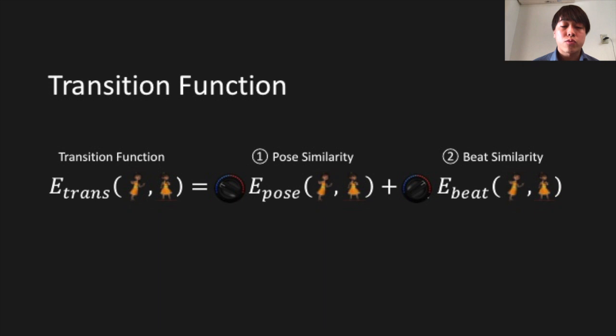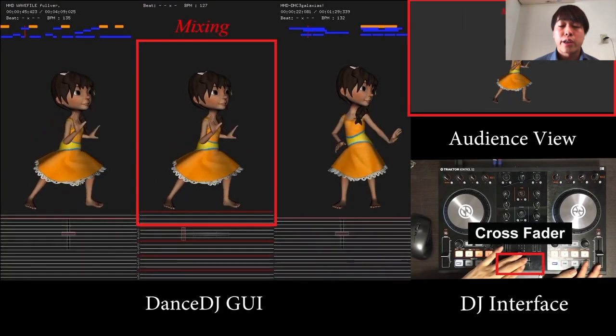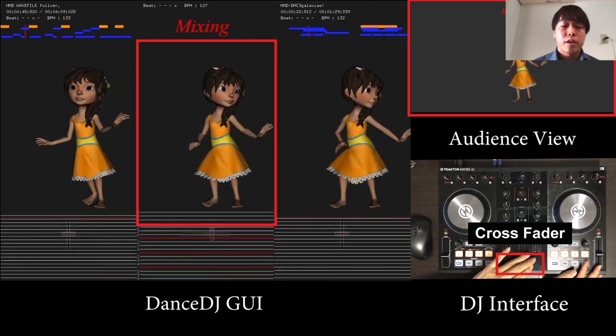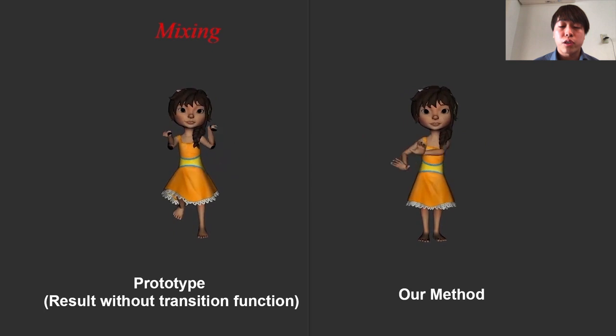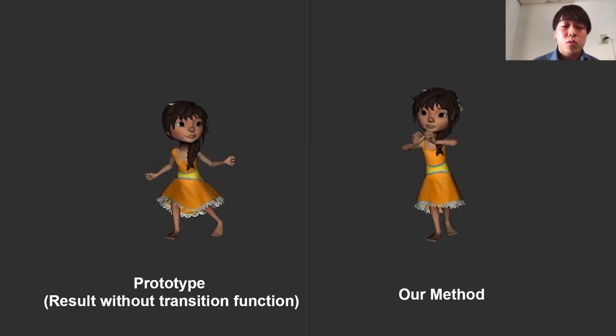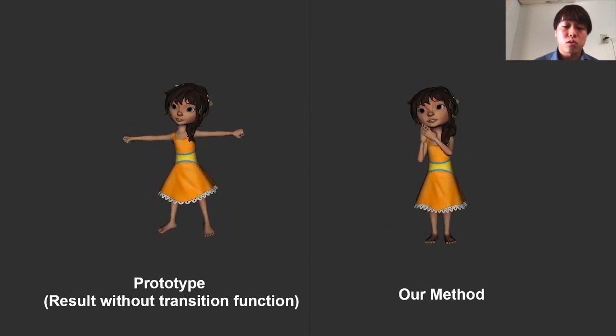This function stands for two similarity assessment functions, pose similarity and beat similarity. The local transition function values are displayed beneath the character and show how similar the transition will be by the color bar. The character on the left is the result created without the transition function, and the right is the result created by our method. At the frame that we display mixing, that is where the transition has been executed by users.